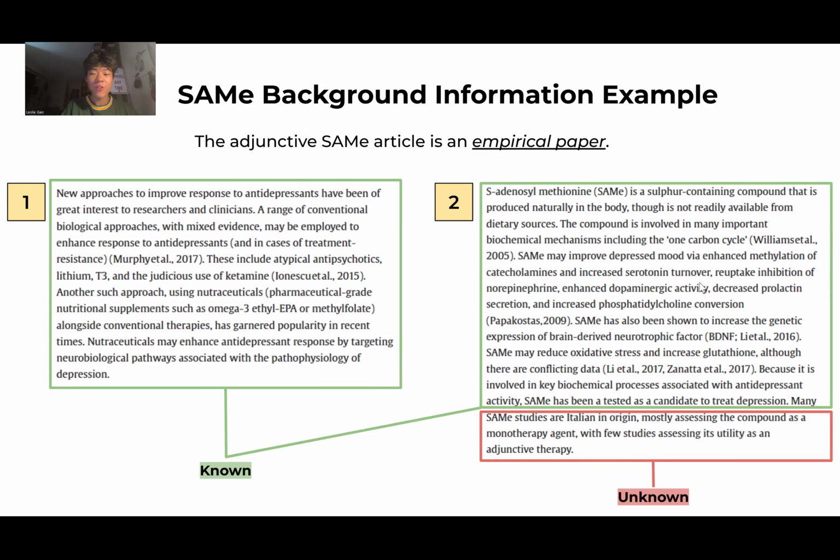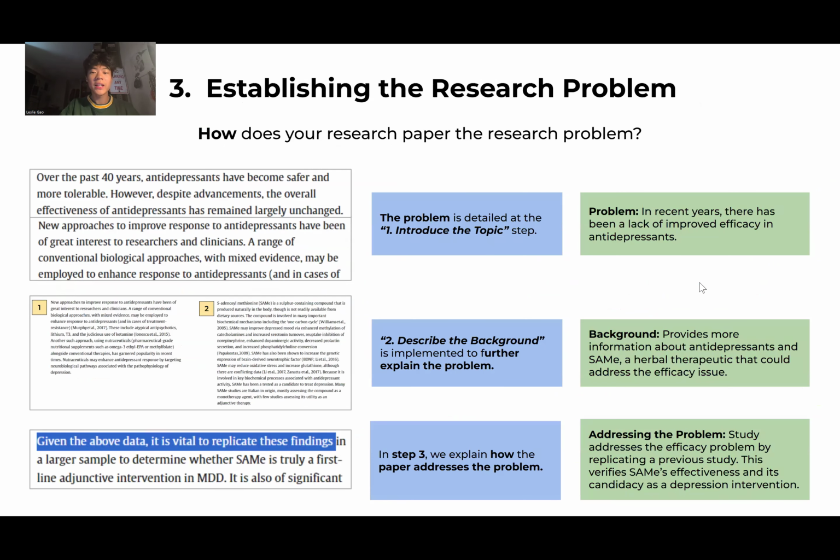And that transition from here's what we know to here's what we don't know is one of the most important parts to understand and execute when writing an introduction. Step three is establishing the research problem, and there are essentially three parts to this. First is the problem. In this example, antidepressant efficacy has not improved substantially, despite other advances. Second is the background, which gives us information about existing antidepressant approaches and SAME as a potential therapy. And third is how the study addresses the problem.